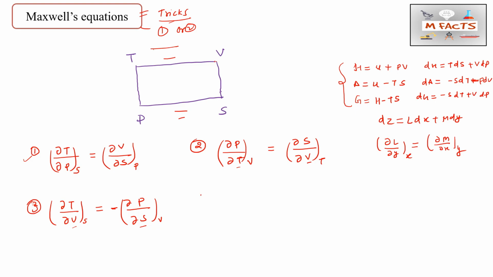And how we can write the fourth equation? Just reverse the third equation. Okay, so del v by del t is equal to del s by del p. Okay, so here this is del t, here this is del p, so we will take t here and we will take p here, and minus sign is also there, so we can take like that. Okay, so this is the way of writing Maxwell equations.